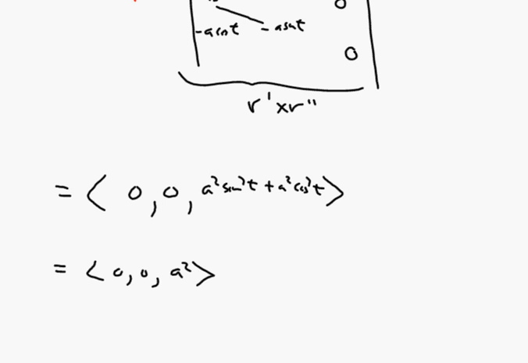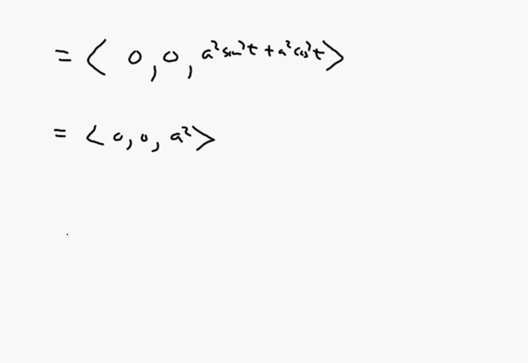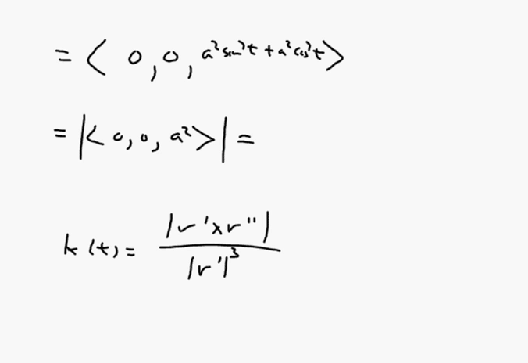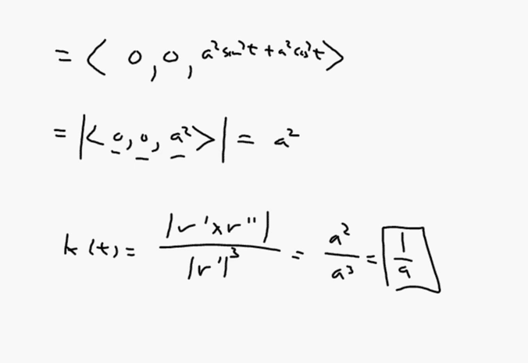All right? And now I'm not surprised at all, because kappa of t then would be the norm of that cross product we just found over the norm of that thing cubed. But the norm of this is just the length of that vector. That's just a squared, because there's no component in that direction, no component in that direction, just that. That's the only way we've moved. So we have a squared on top, and then a cubed on the bottom, and we get the 1 over a, or the 1 over the radius, that we were expecting.